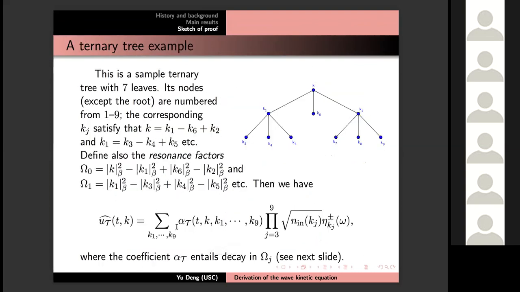You look at this, so you have some terms associated with that, and then you see here the representative term of the ternary tree is that you have k, which is the output frequency, and this has to do with the frequencies k1, k6, k2. It's because this term u is a Duhamel evolution of a cubic term. The output frequency is k, and the frequencies in the cubic term are k1, k6, k2.